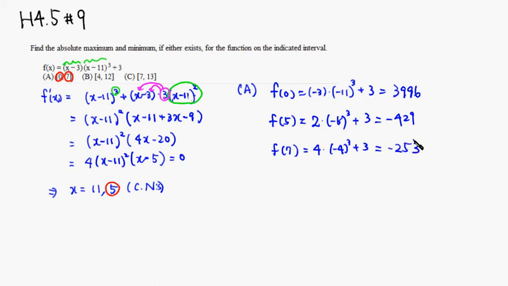Then we know the winner. We're looking for the absolute max. So this is the absolute maximum, and here's the smallest one, so it's the absolute minimum.